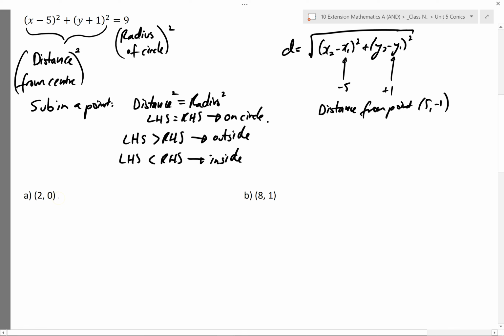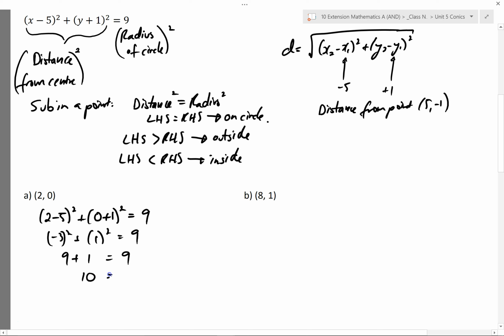X equals 2, y equals 0. So I'll sub these points in. And see what the left hand side gives me. Okay, this doesn't look like it's going to be working out for me, so it's 10 equals 9. So I know that the left hand side is greater than the right hand side, which means that 2, 0 is outside the circle.